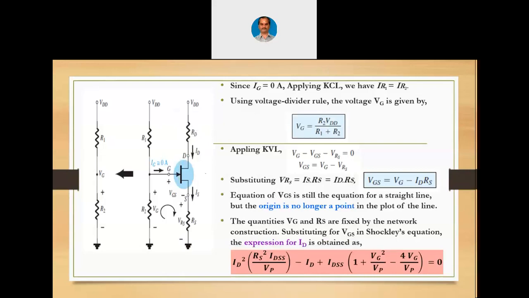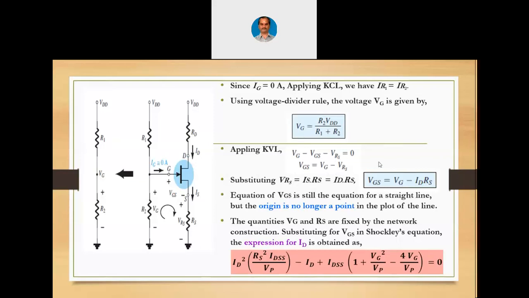I'll briefly revise whatever we discussed in yesterday's class. We have been discussing the voltage divider bias circuit here, and we already know that the gate current is 0, so we can easily find out the voltage at the gate by applying the voltage divider rule that is given here as Vg equals R2 into VDD by R1 plus R2. Now applying KVL at the input side, we will get Vg minus Vgs minus Vrs equals 0, or Vgs equals Vg minus Vrs. Now substituting for Vrs, we will get Vgs equals Vg minus ID Rs.